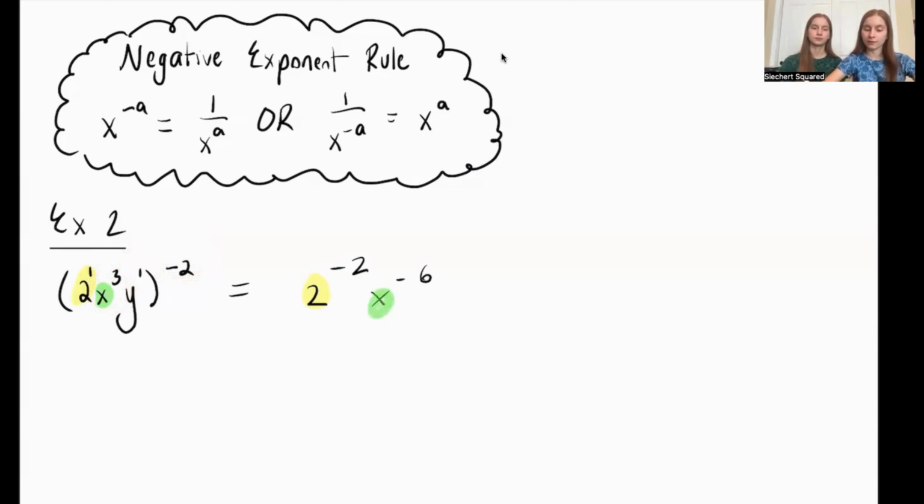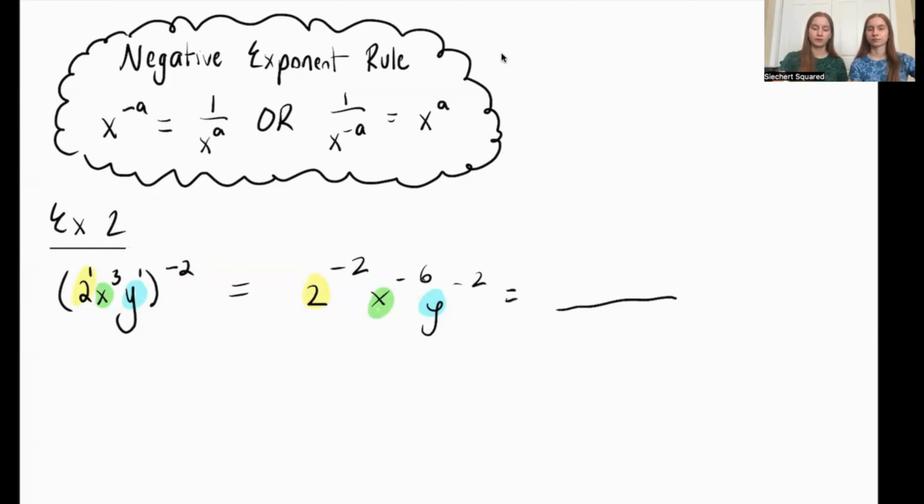And then we have that very last one, that y. We have a y to the first power. And then we have that -2 on the outside, so we'll do 1 times that -2. We end up with y to the -2. And from here, what we want to do is get rid of all of our negative exponents. This is the first time we've seen several negative exponents. Deal with them one at a time.